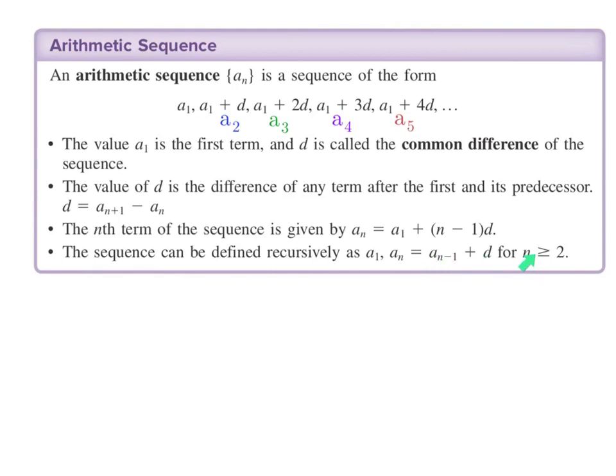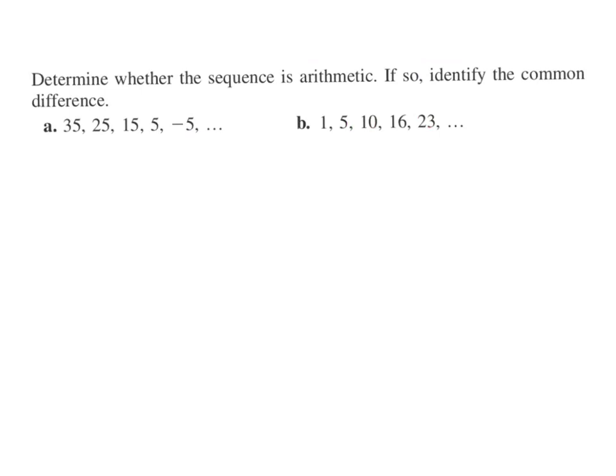This has to be true for n greater than or equal to 2. Because if n is not greater than or equal to 2, then this number could be 0, and we don't have a 0th term in arithmetic sequences. Okay. So that's a basic arithmetic sequence formula and the notation that you kind of see with it. So let's go through some examples.